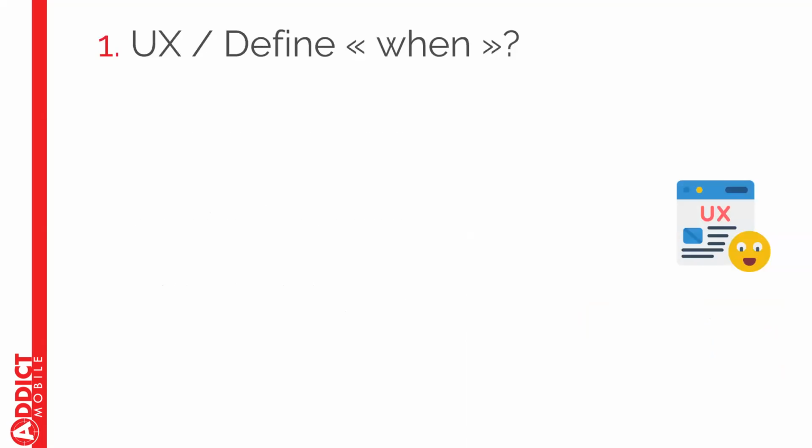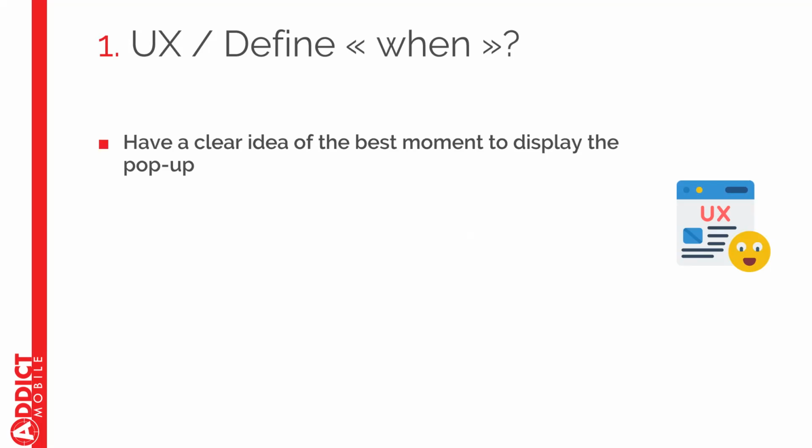The first thing is to define when, during the user experience, you want to ask to track the users. Have a clear idea of the best moment to display the pop-up. You have a customer journey that you may know really well, so understand when it would be interesting to show that pop-up to the user and when it will maximize the opt-in rate.